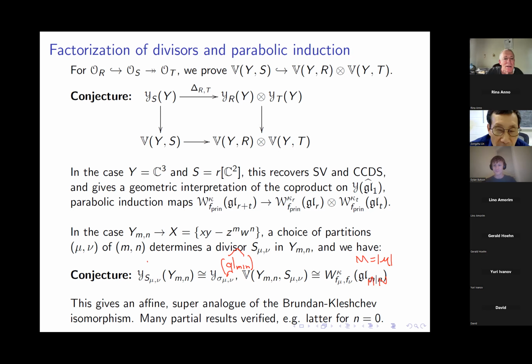Yes. So on this page in the middle with the parabolic induction, you have this W-algebra mapping to the tensor product. So how are the different levels related to the original level kappa? They are not the same. That's why they're denoted differently. Yeah, that's why you're having different notations.